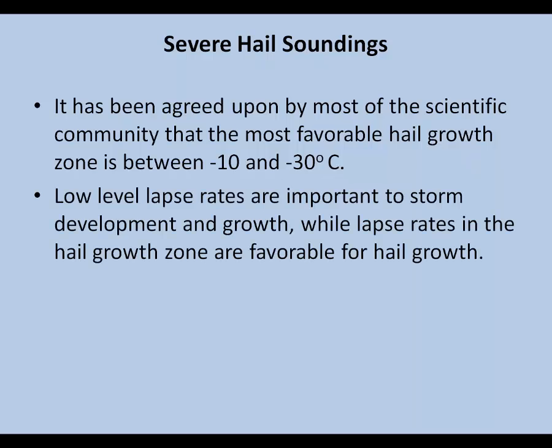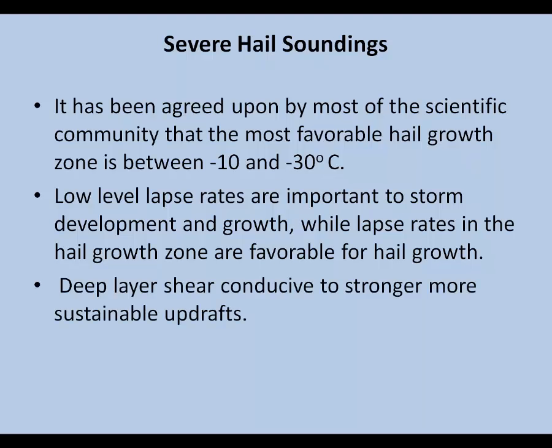Low-level lapse rates are important to storm development and growth. However, lapse rates in the hail growth zone, again, where is it? The -10 to -30, are favorable for large hail growth. Any kind of deep layer shear is not only good for tornadoes, it's good for updraft strength and sustainable updrafts. So any kind of shear that you have in the atmosphere will sustain updrafts and keep them stronger.